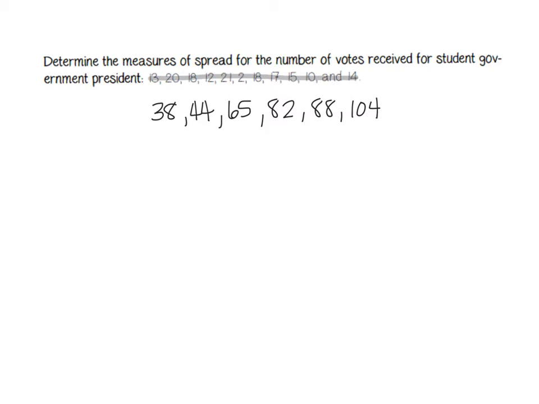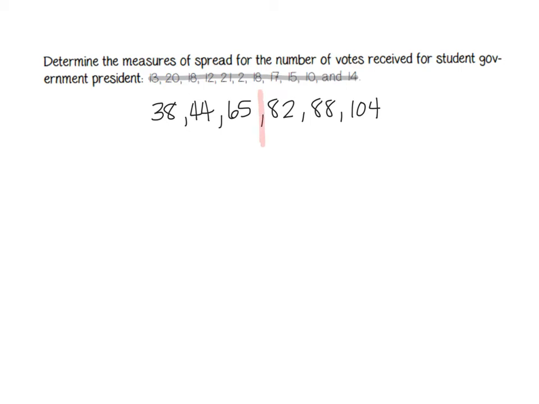Now we need to look at our median. So when we look at our median, we have to find out how many numbers we have and where is our center point. So I have 1, 2, 3, 4, 5, 6 numbers. Well, we know that 6 divided by 2 will give me 3. But what that means in this number set is it means my median is between those 2 numbers.